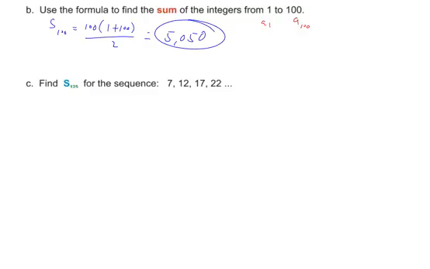Maybe they'll say sum the even integers from 2 to 100. Just be careful, make sure you get the right amount of digits. Got to be careful with that. And away you go, something like that.